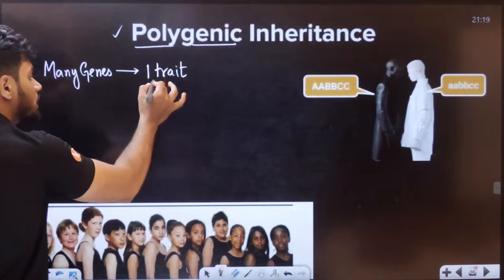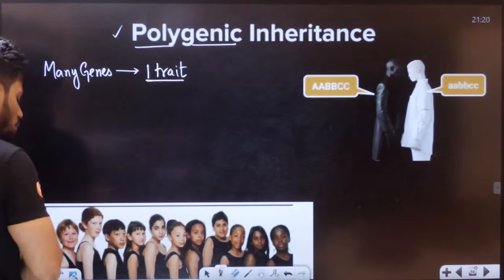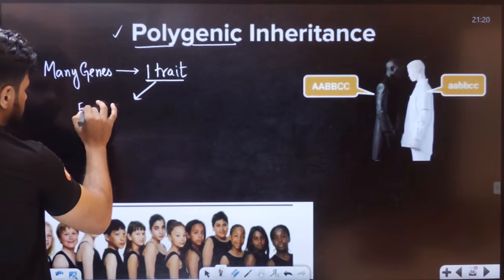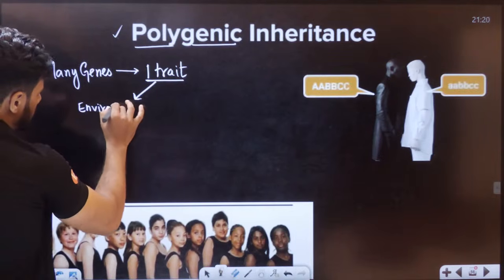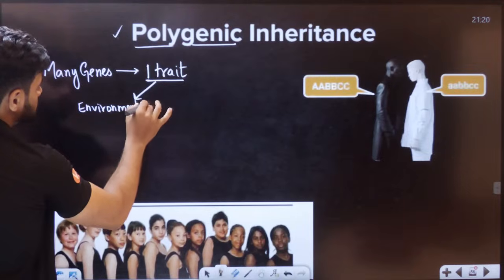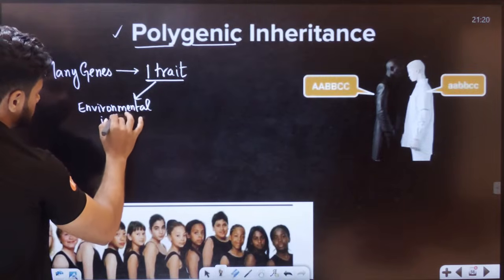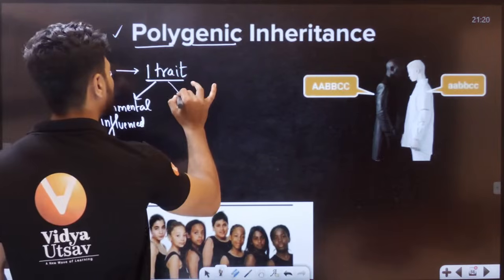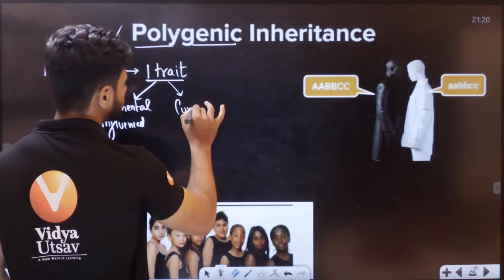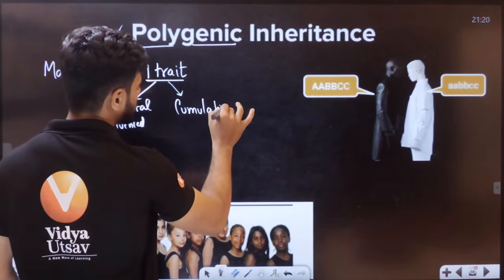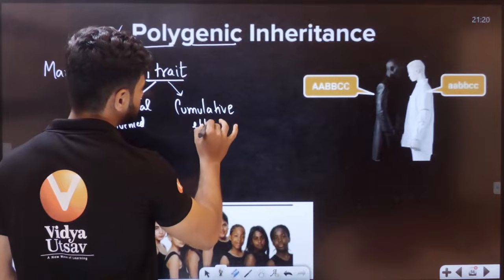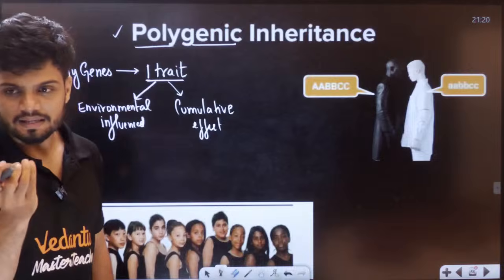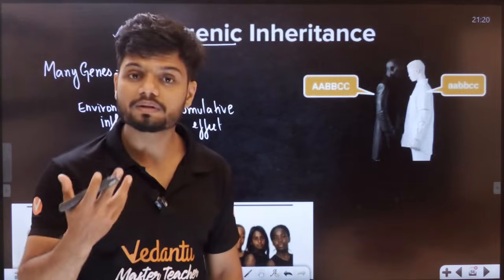Okay. And students, this one trait can also be environmentally influenced, and this one trait will show something called cumulative effect. What do I mean by that? Now let's take an example. Let's take the example of human skin color.